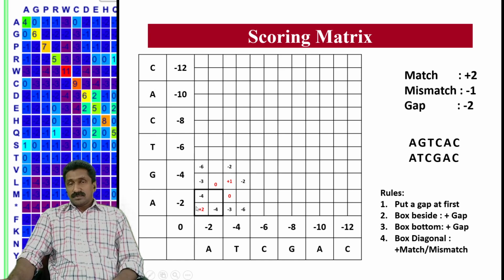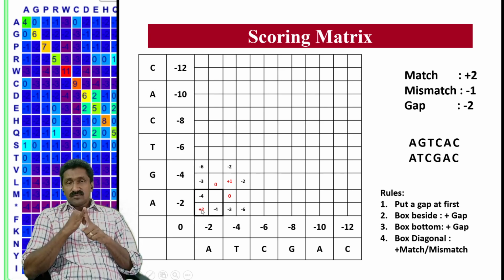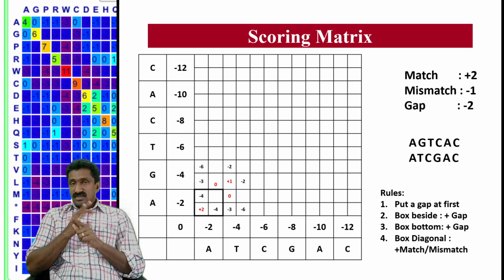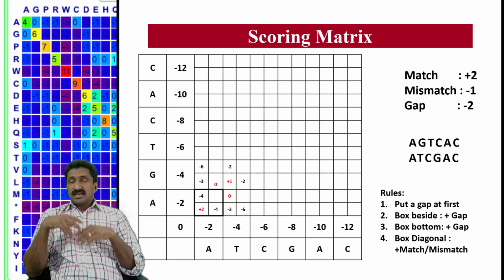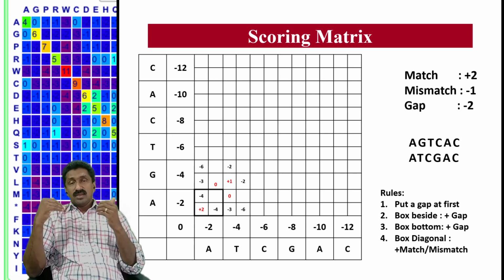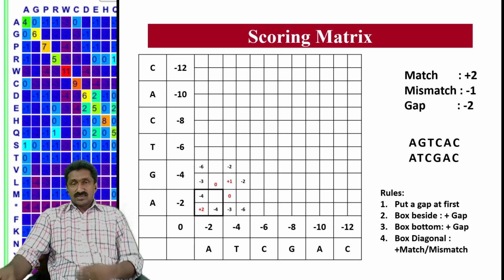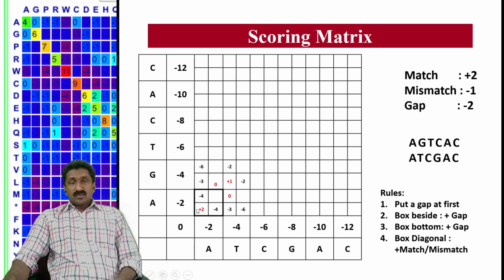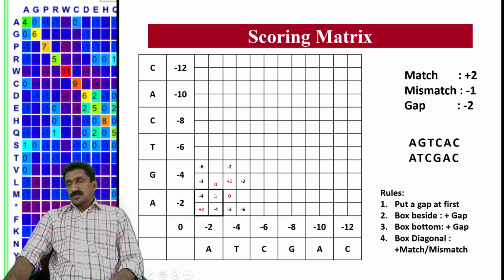So this particular cell can assume 3 values. One is the value for a match or mismatch, and the second and third are the values assigned by inserting a gap in one or the other sequence. Once these values are calculated, the highest value will be assigned to this box.